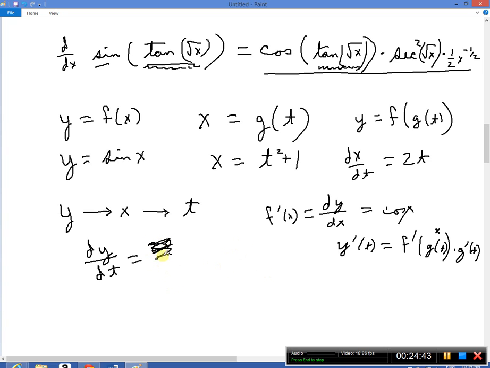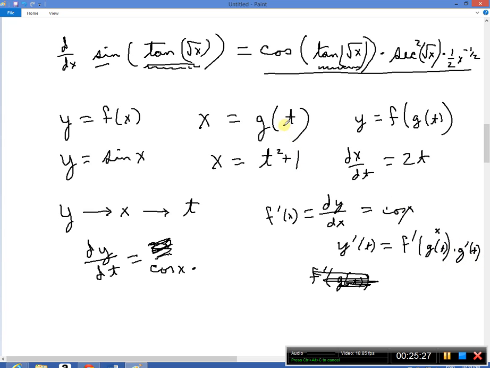Let's just do it right here. dy dt is going to be, according to the chain rule, the derivative of the outer function, f prime of g of t, times g prime of t. So I've already got it, and all I've got to do is copy f prime of g of t. G of t is x, so f prime of x, which is cosine of x. But then we've got to multiply by the derivative of what's inside here, g prime of t.